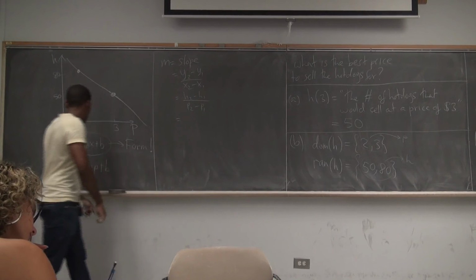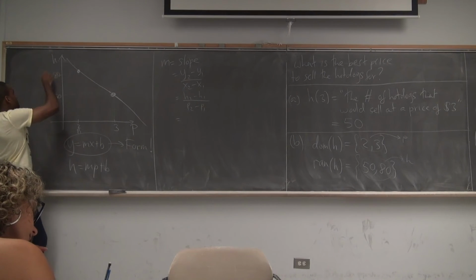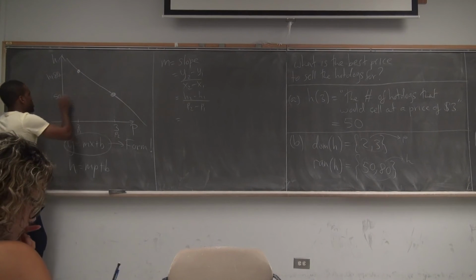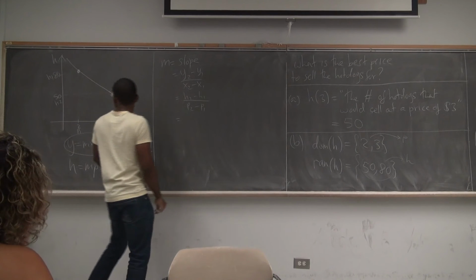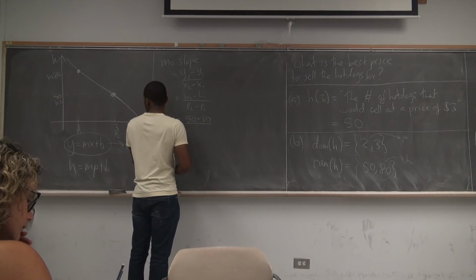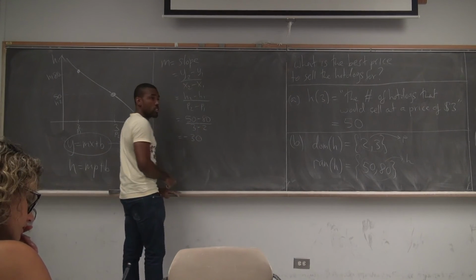What are those numbers? Well, let's label them. Call this p1, so the corresponding one would be h1. Call this p2, so that would be h2. So h2 minus h1 is 50 minus 80, over p2 minus p1, which is 3 minus 2. So minus 30 is the slope.